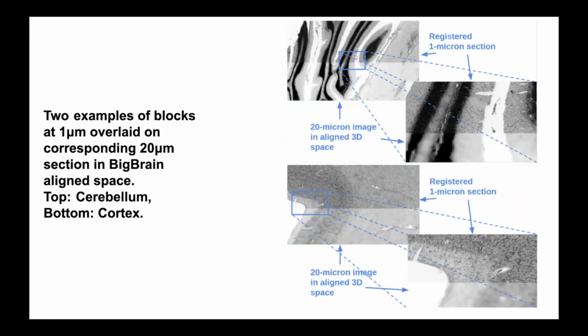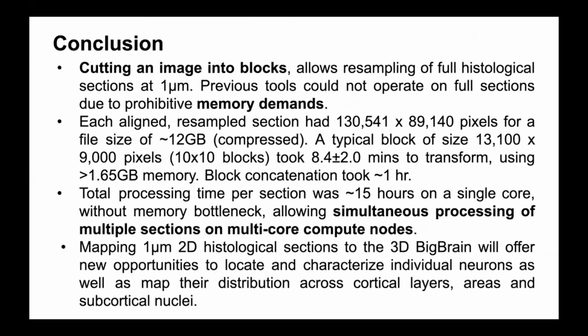And here you see 2 examples of blocks at 1 micron overlaid on the corresponding 20 micron section in BigBrain aligned space. The first example is for the cerebellum area, and the next one is for the cortex area. As you see, you can see the neurons in the 1 micron sections.